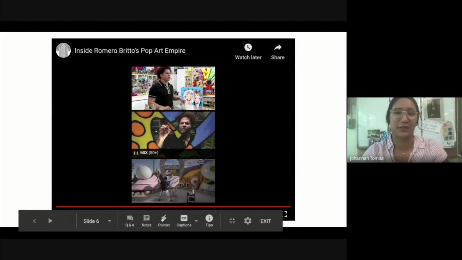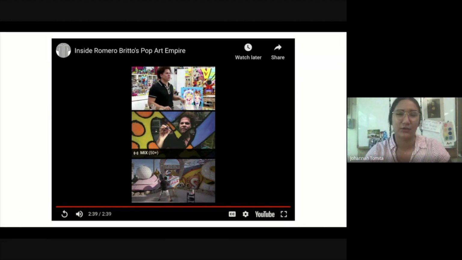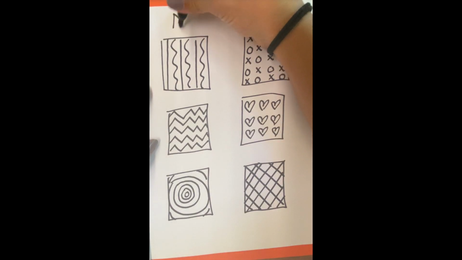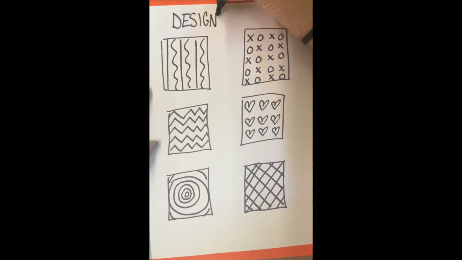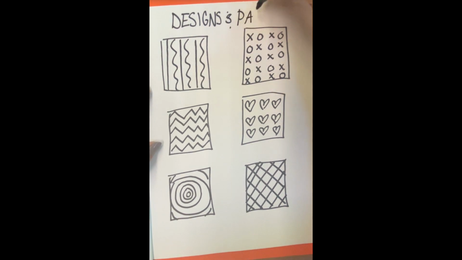So as you can see, Romero Britto creates a lot of work, and it all shows super bright colors and those patterns that we talked about earlier. This week, we are just going to be practicing making designs and patterns. Remember, a pattern is something that repeats.